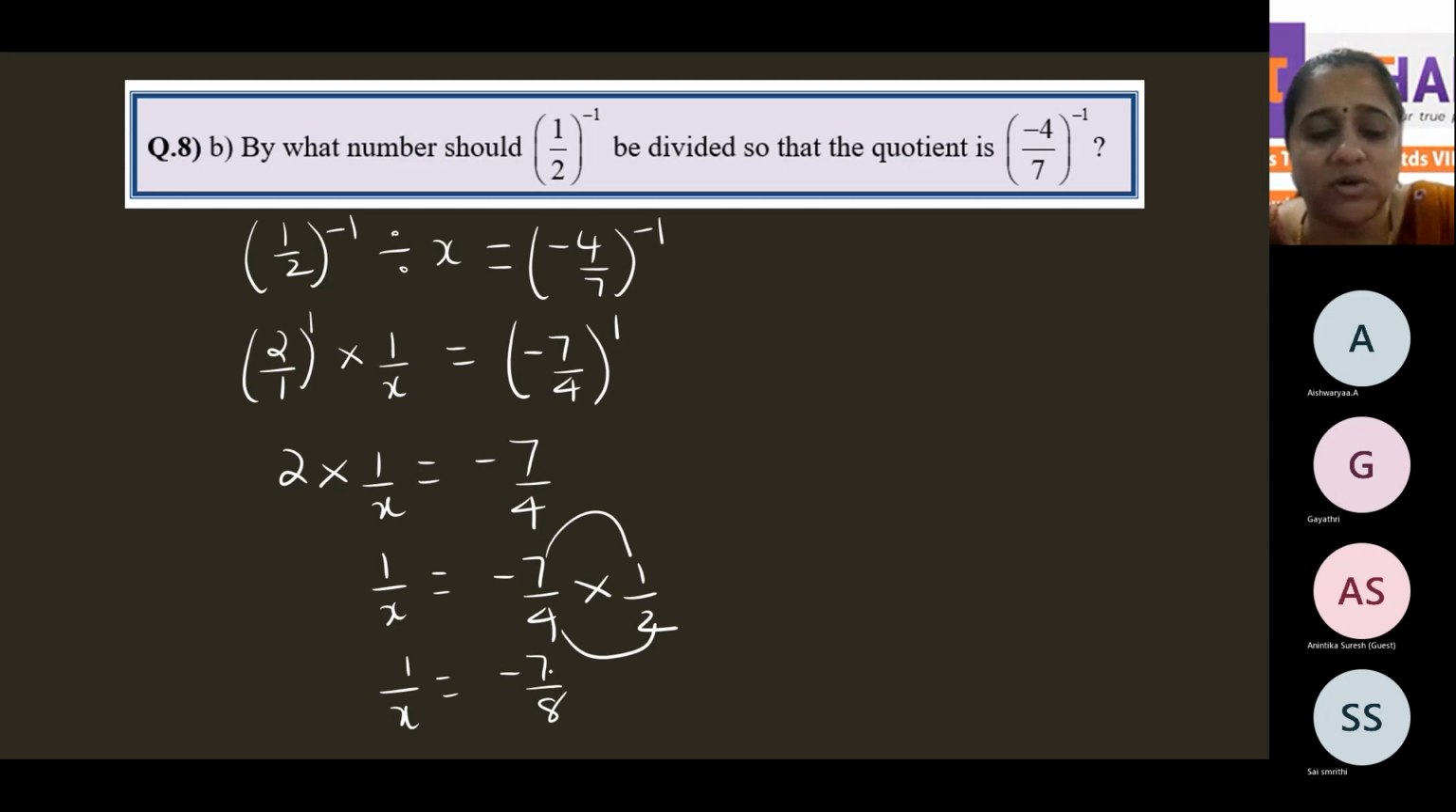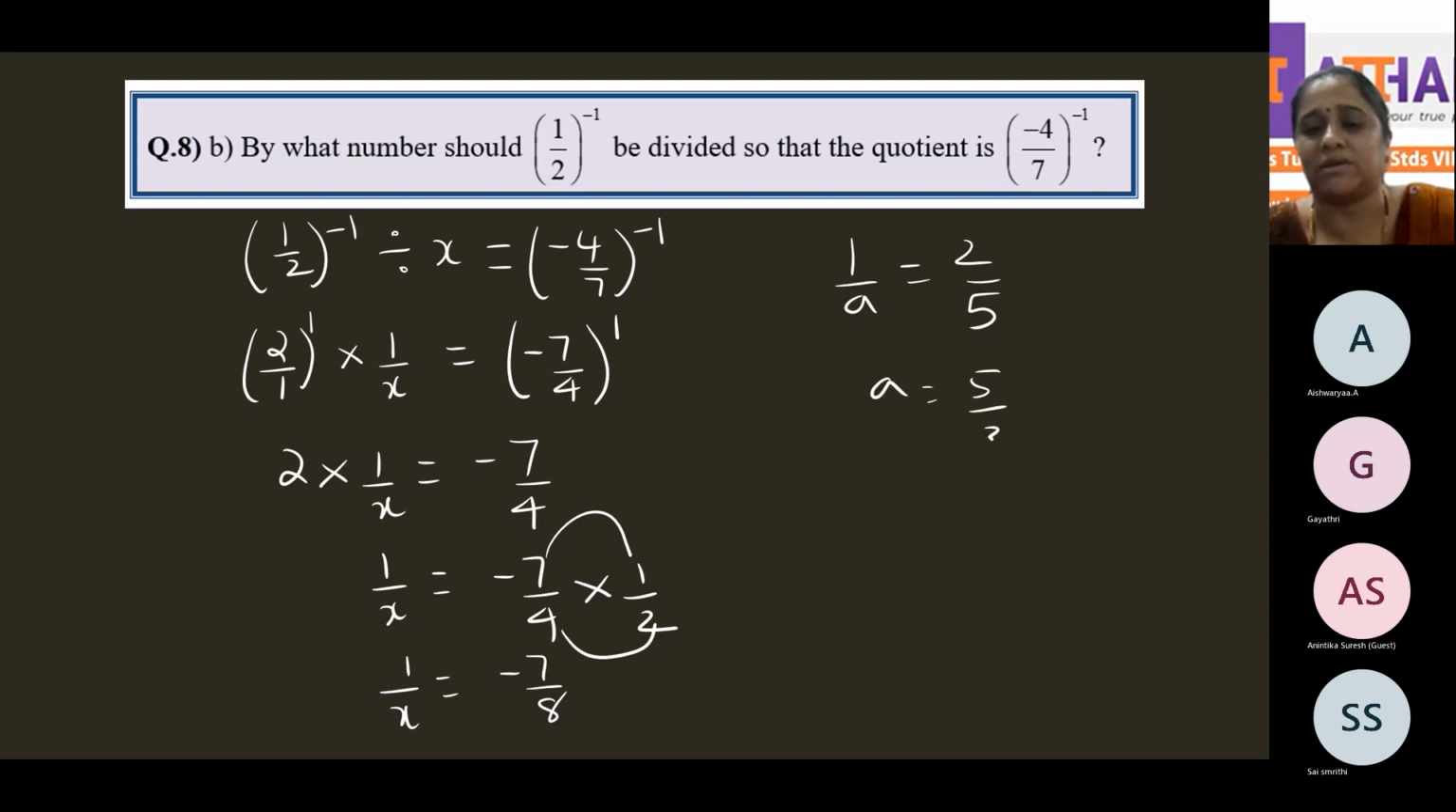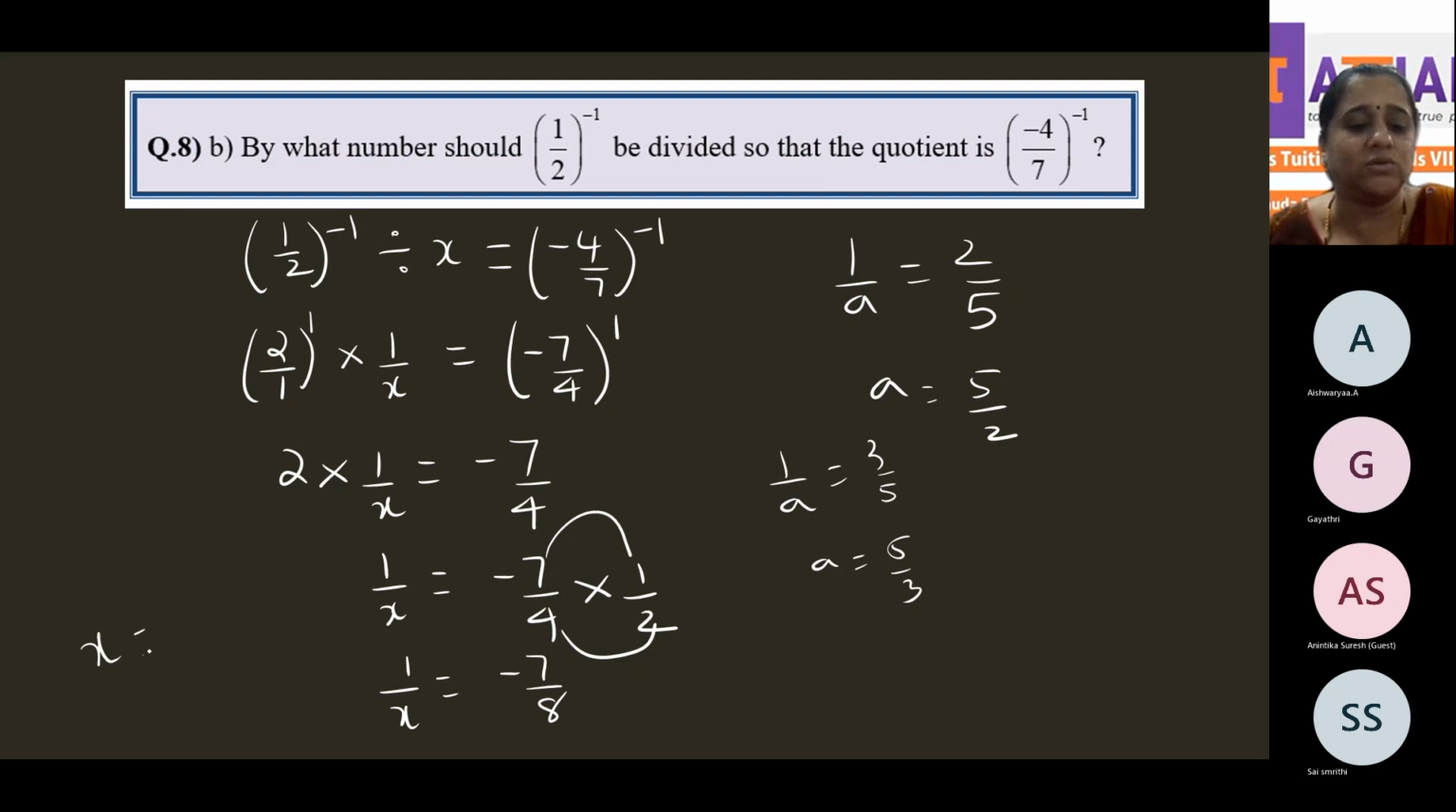Now taking reciprocals on both the sides. Like if 1 by a is 2 by 5, then a is equal to 5 by 2. If you have 1 by a is equal to 3 by 5, then a is equal to 5 by 3. Similarly here, 1 by x is equal to minus 7 by 8, so x is equal to the reciprocal, minus 8 by 7. So the number by which it should be divided is minus 8 by 7.